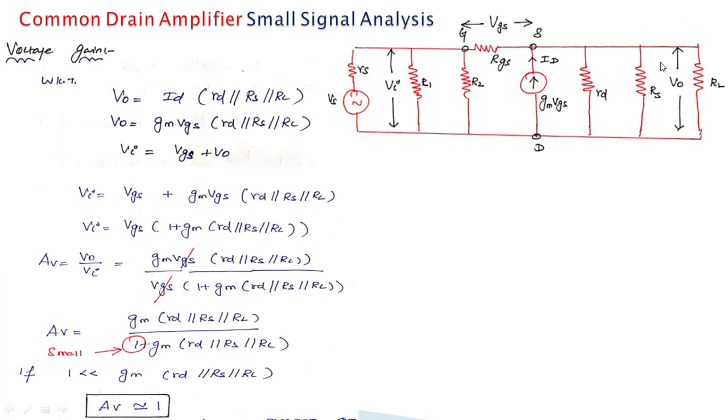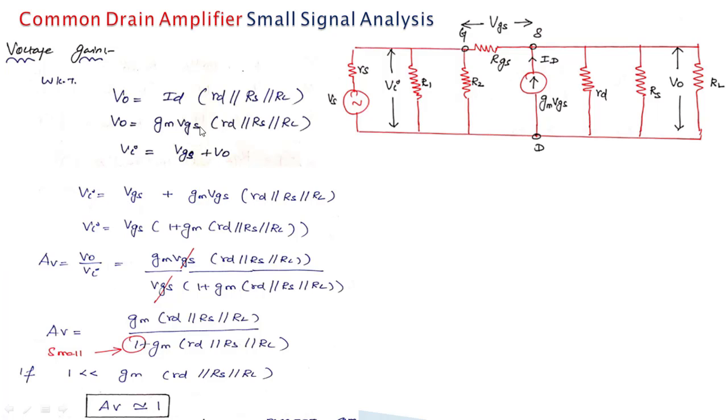The parallel combination multiplied by the current gives V0. ID can be written as Gm into VGS, because Gm is equal to ID by VGS. So we get the output equation, equation number 1. Then VA, the input voltage, is VGS plus V0. If we apply Kirchhoff's voltage law, this voltage plus this voltage gives the input voltage. So VA is equal to VGS plus V0.